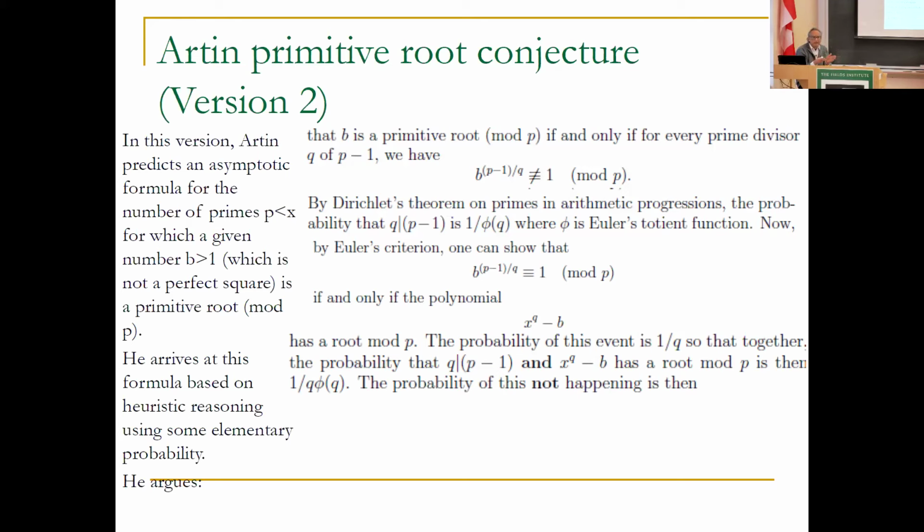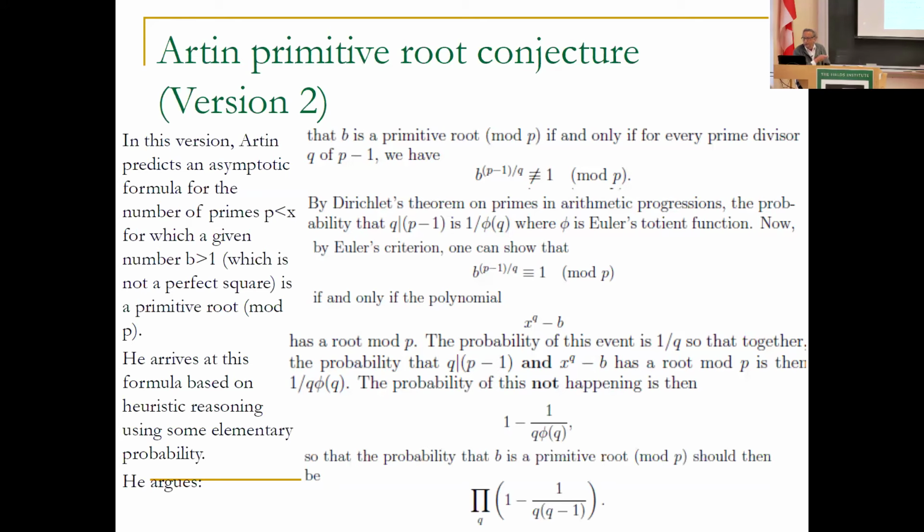And assuming these two events are independent, the probability of both of them happening is 1 over Q(Q minus 1). And therefore, the probability of it not happening for every prime Q should be the product over all Q of 1 minus 1 over Q(Q minus 1). So this is Artin's heuristic reasoning. It's not rigorous, of course. The density of primes for which B should be a primitive root modulo P should be something like this.